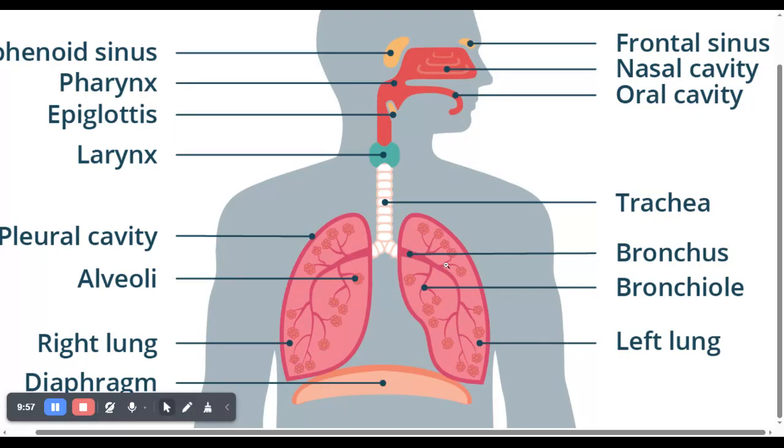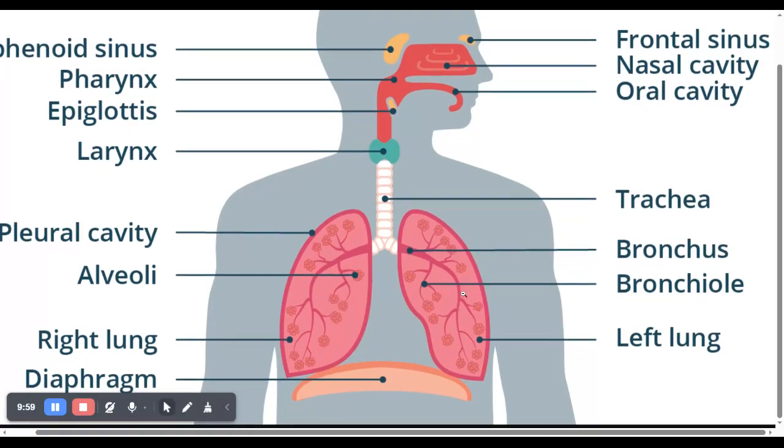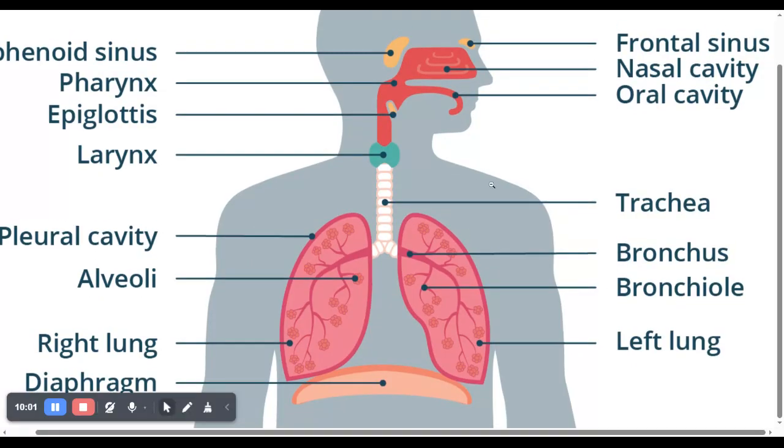air is put inside the lungs through the bronchioles. Think of it as a tree, okay? The trachea is the trunk, all right? The bronchi are the branches and the bronchioles are the twigs. Now, what are the leaves? The alveoli are the leaves.